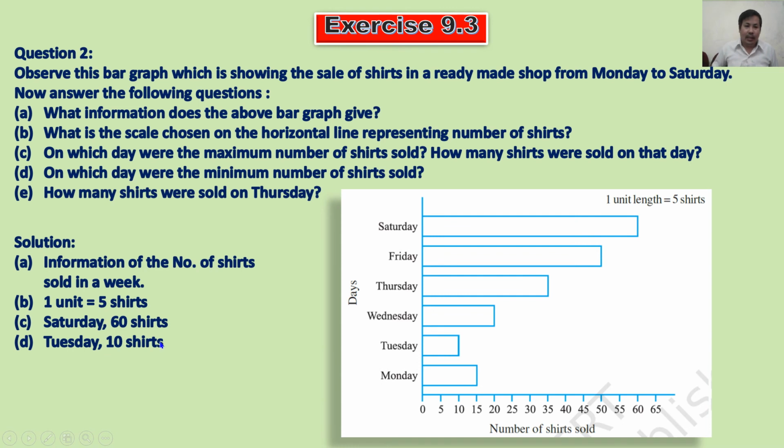Then number E. How many shirts were sold on Thursday? Yes, it is 35 shirts. So these are the answers to question number 2, with the information from the given diagram of the bar graph. Let us go to the next question now.